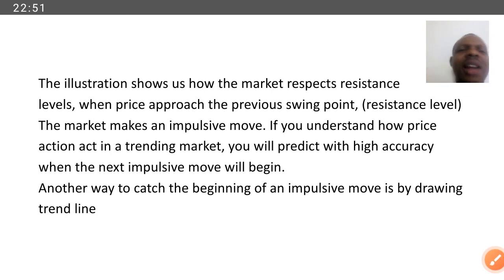A trend line can help you do that. Another way to catch the beginning of an impulsive move is by drawing a trend line, just as I've been saying before. A trend line will also help. So when you draw a trend line, it makes it easier. So you know when to sell in a downtrend and when to buy in an uptrend.